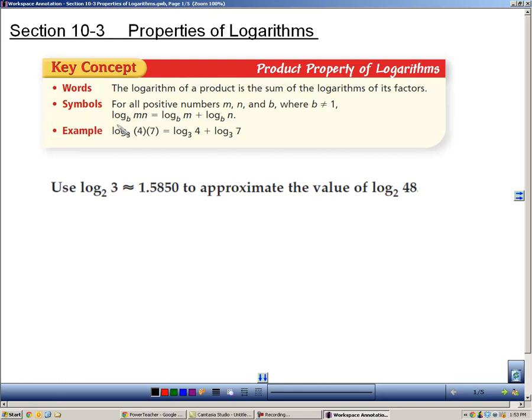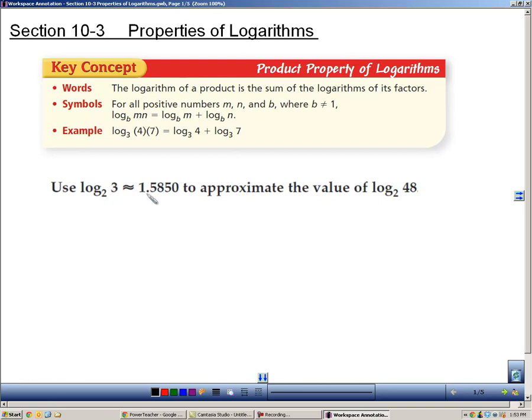And that says that if you have a log with a base and you're multiplying two things, so the log of a product, you can split that up by adding the log of the first value plus the log of the second value. Notice the bases have to be the same, but then you're going to add those two logs together. So if I do log base 3 of 4 times 7, that's log base 3 of 4 plus log base 3 of 7. An example of using that can be seen here.